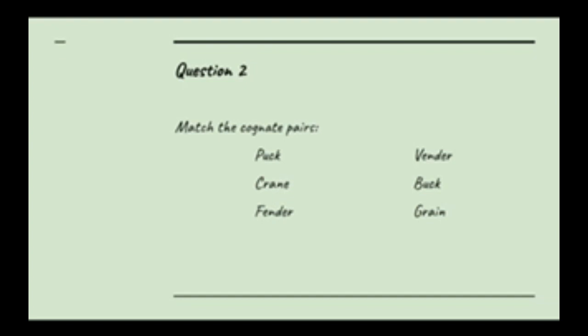So for the next question, I have match the cognate pairs. On the left side, I have puck, crane, and fender, which are all voiceless. And on the right side, I have vendor, buck, and grain. So you just match the voiceless with the voiced. So for the first one, puck should be matched with buck. You have the p sound and the b sound. Crane should be matched with grain. You have the k sound and the g sound. And then fender should be matched with vendor, the f sound and the v sound.